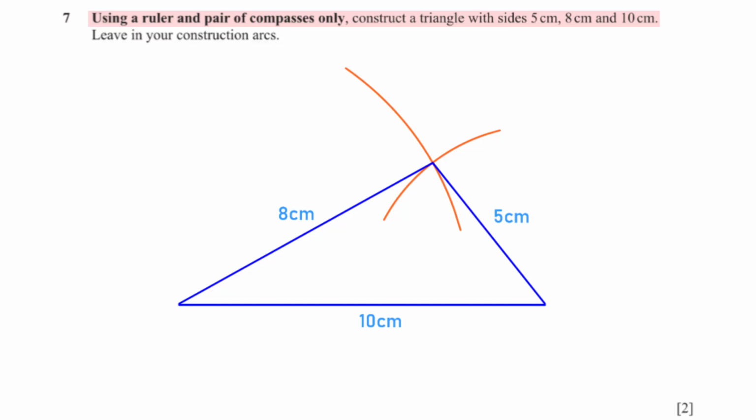When we are done, we draw two lines from the two ends of the base of the triangle to the intersection point of the arcs. After this, we label the side lengths of the triangles.